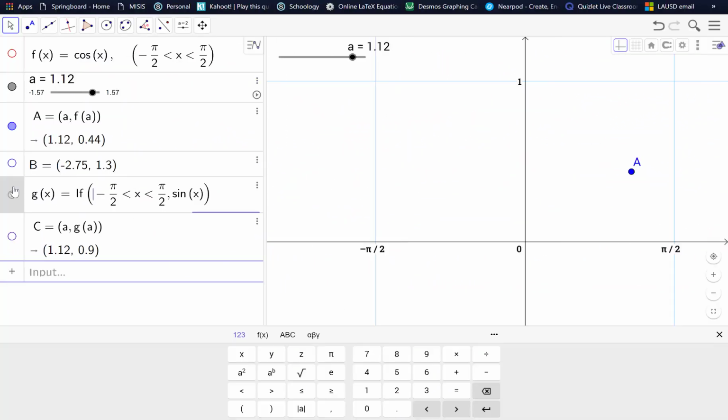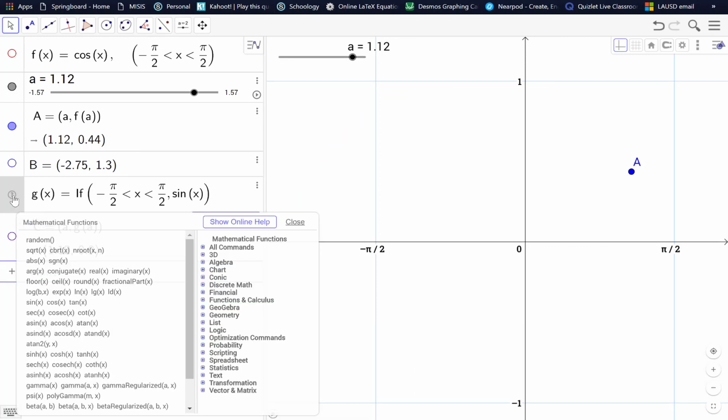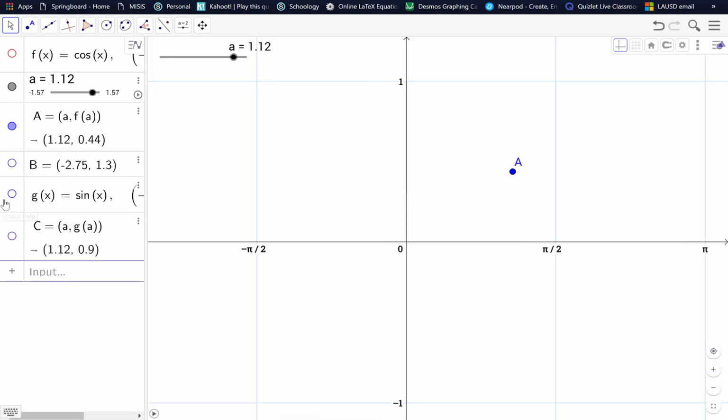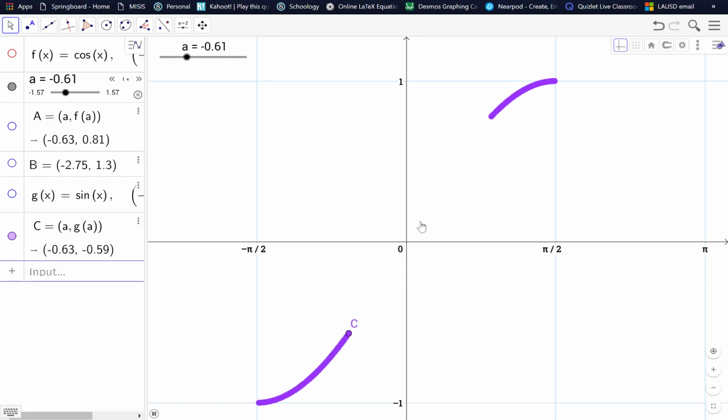Okay, so we're going to look now at sine of x. So here's sine of x from negative pi over 2 to pi over 2. So if I let this graph, you can see that it goes up. Let's start it from the beginning. You can see that sine of x goes up, up, up, and continues going up until you get all the way to pi over 2, and then it goes back down.